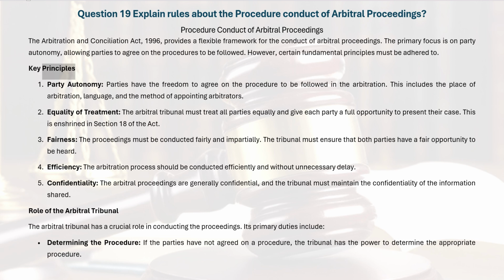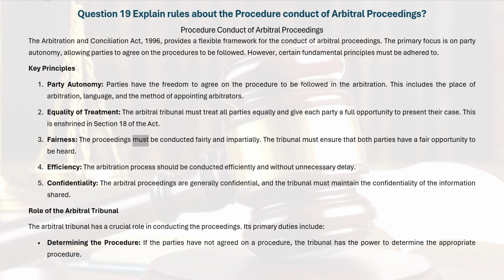Key principles. Party autonomy. Parties have the freedom to agree on the procedure to be followed in the arbitration. This includes the place of arbitration, language, and the method of appointing arbitrators. Equality of treatment. The arbitral tribunal must treat all parties equally and give each party a full opportunity to present their case. This is enshrined in Section 18 of the Act.